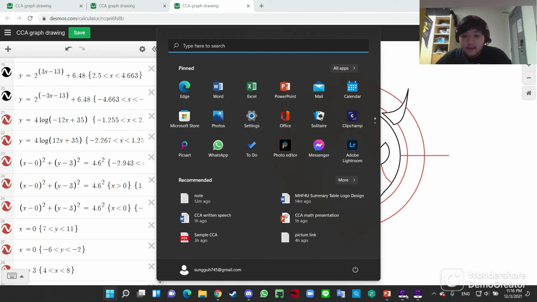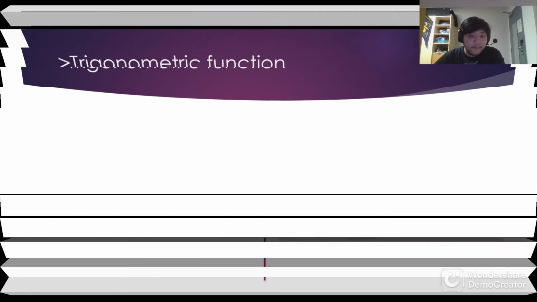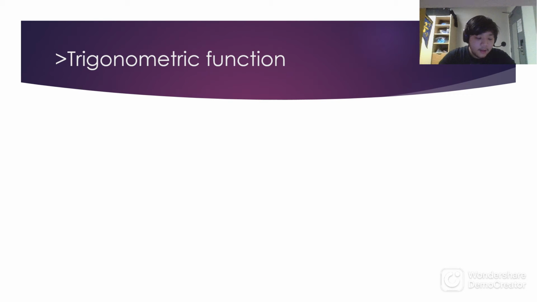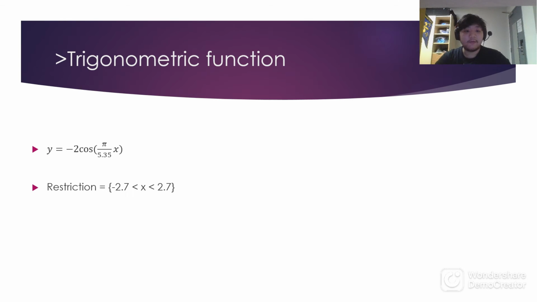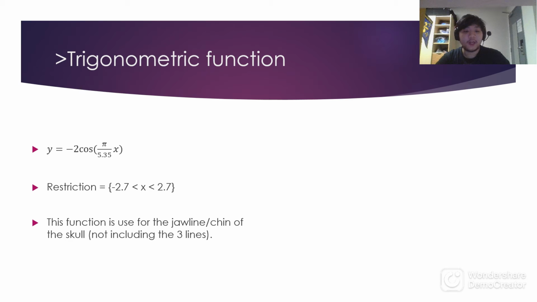Now, we can move on from logarithmic into the trigonometric function. Now, the trigonometric function, I will be only using one, and that is as so, as you can see from the equation in front of you. Now, the restriction that is applied will be x to be greater than negative 2.7, while less than 2.7 itself. Now, this function I particularly use to draw out the jawline, or basically the chin of the skull.